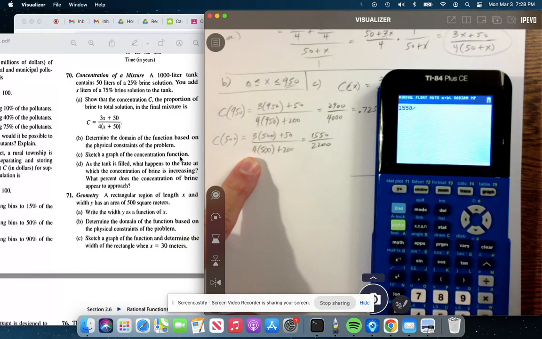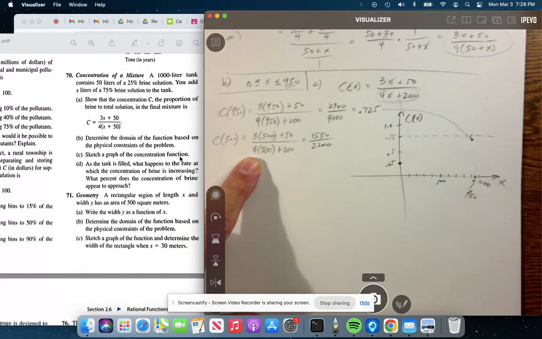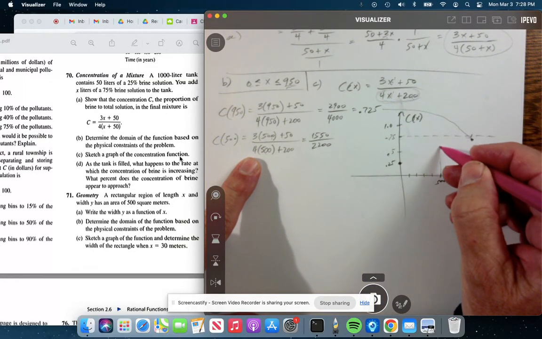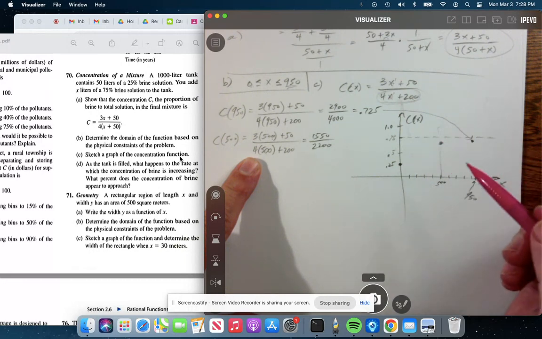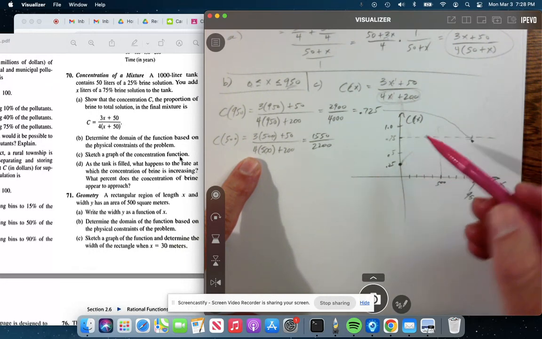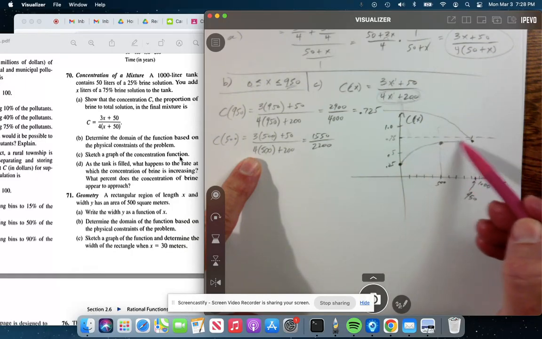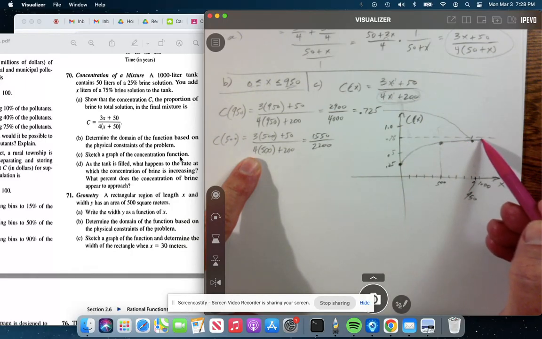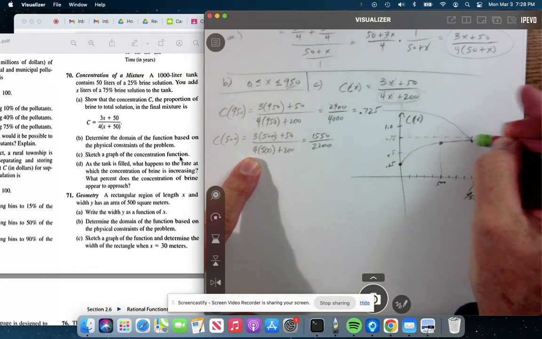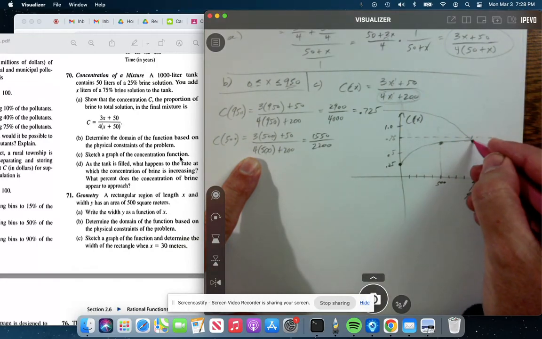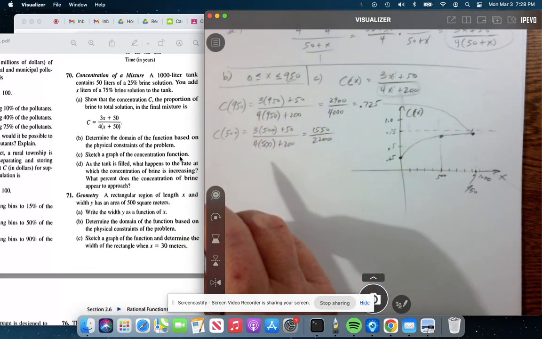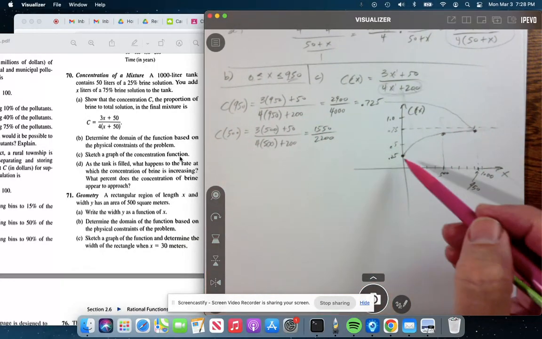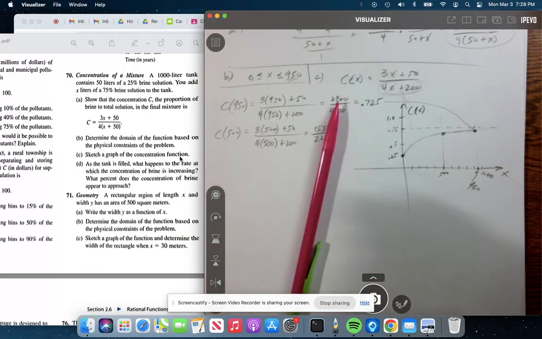1,550 divided by 2,200. About 70%. So when you're at 500, you're up here around 70%. So I think it's going to do something like this. And really, the problem has to stop there because it's a 1,000-liter tank and you can't fill it up past that. So it's restricted between here and here. So that should be the graph.